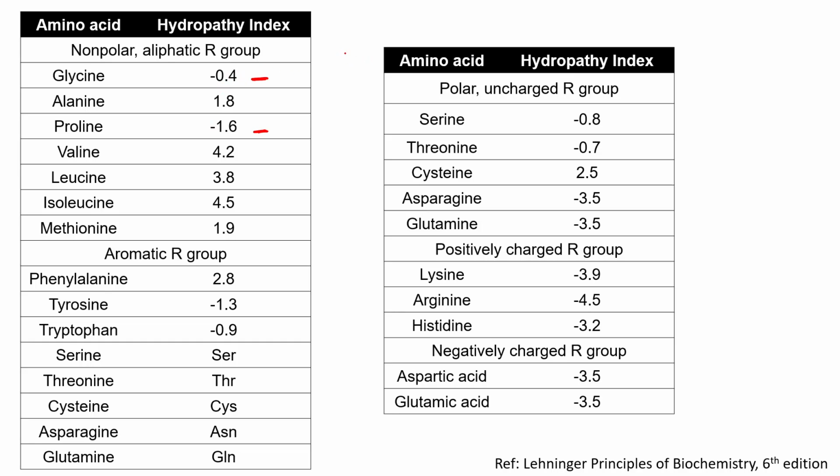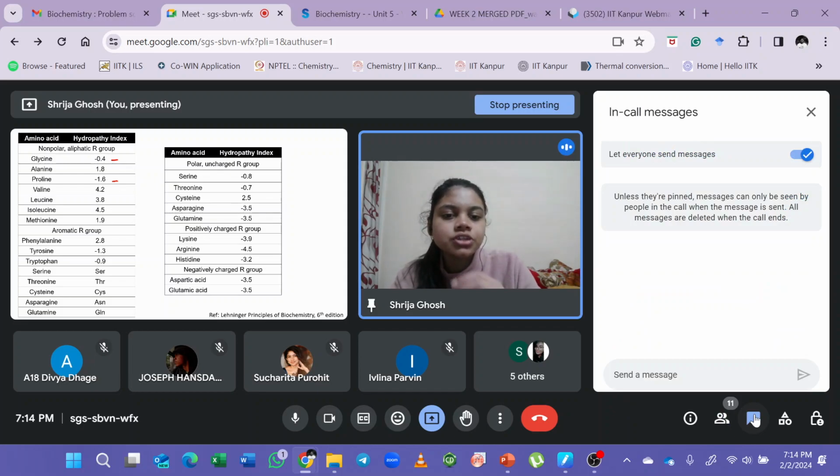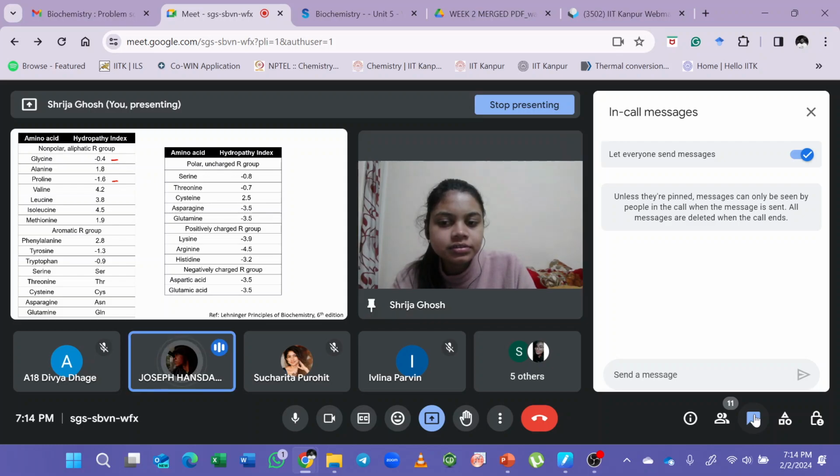For glycine, what is the side chain of glycine? The R group of glycine. What is the R group of glycine? In the previous session, I told you to study the structure of amino acids. I told you all the structures of amino acids, and I told you to try to remember those structures. Anybody remembers the structure of glycine? Glycine is the smallest amino acid. H. Yes, the R group is just H.